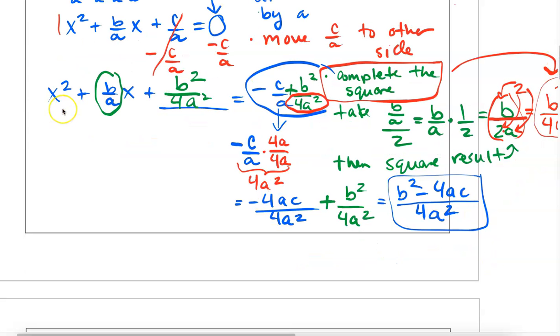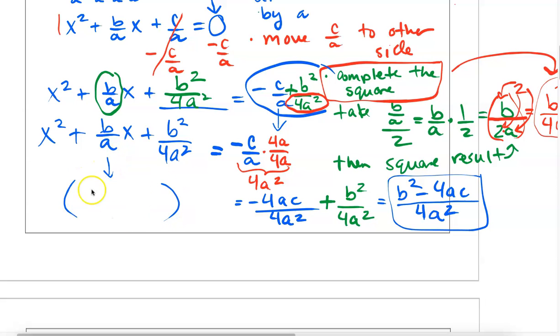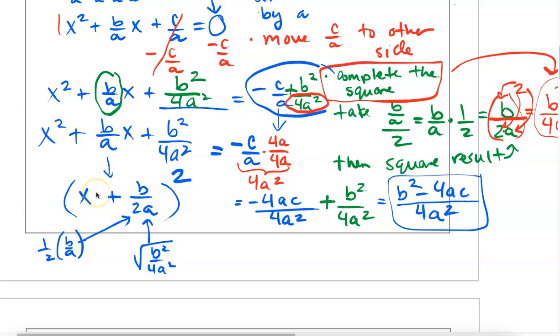And then meanwhile, over here on the left-hand side, I have a perfect square, x squared plus b over a x plus b squared over 4a squared. This can now factor into a perfect square of x plus b over 2a, because this is always half of the middle term, is one way to think about it. Or you can think about it as the square root of the last term. But that's what that will be when I factor it into a perfect square.